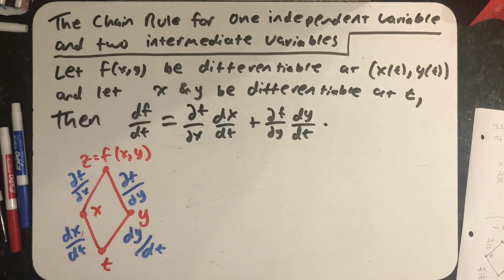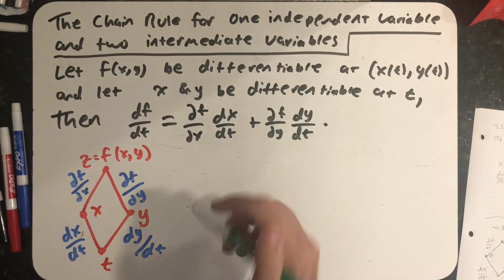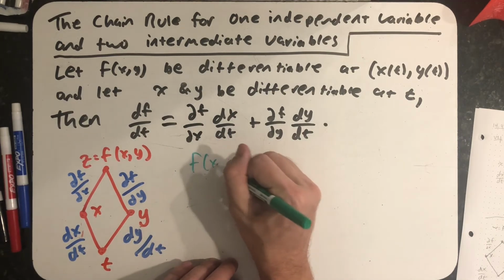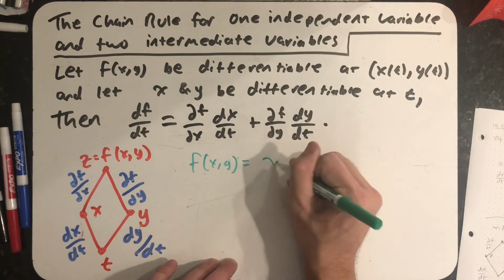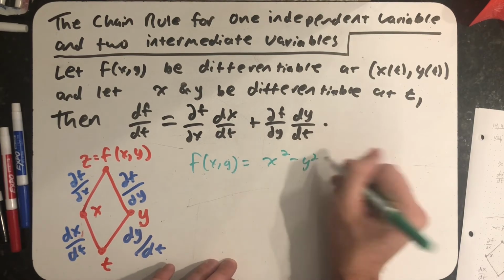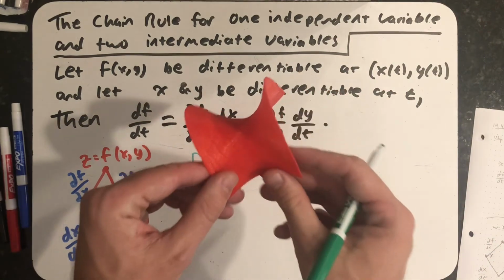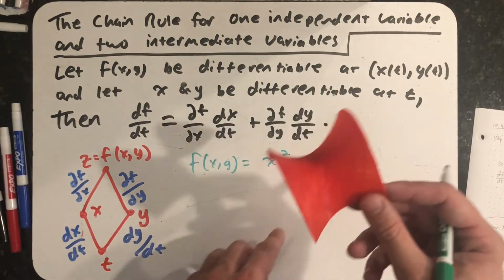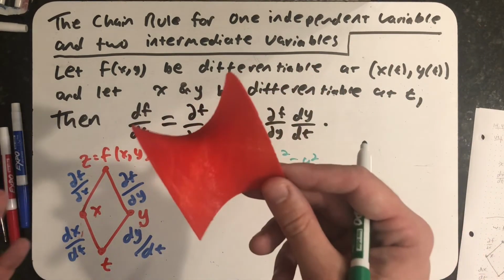So I want to give a function f of xy. So let's just let f of x comma y be x squared minus y squared. And I'm picking that because that's a hyperbolic paraboloid, right? Z equals x squared minus y squared. It's one of my quadric surfaces.